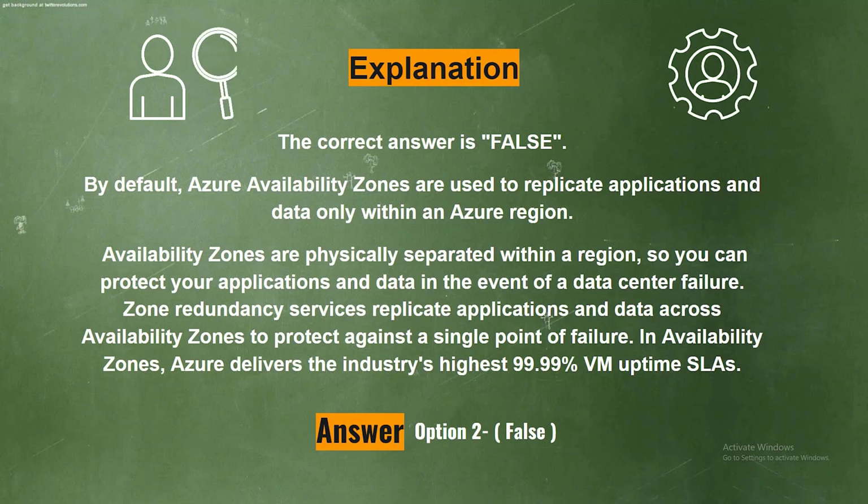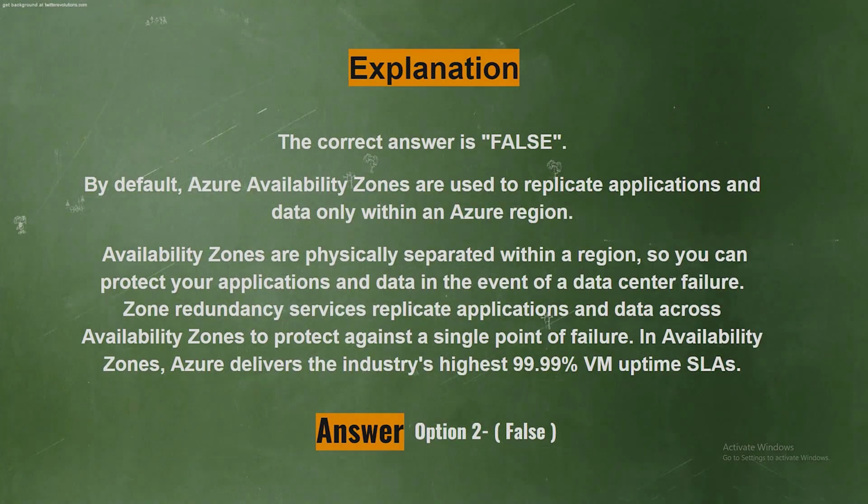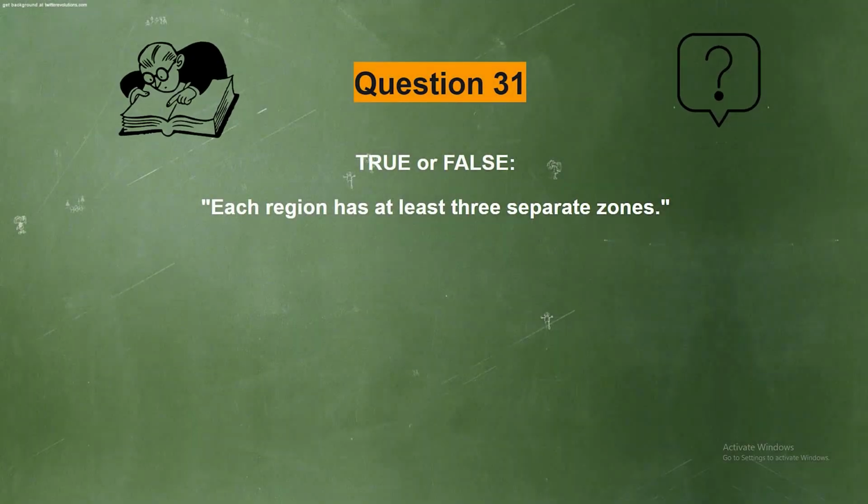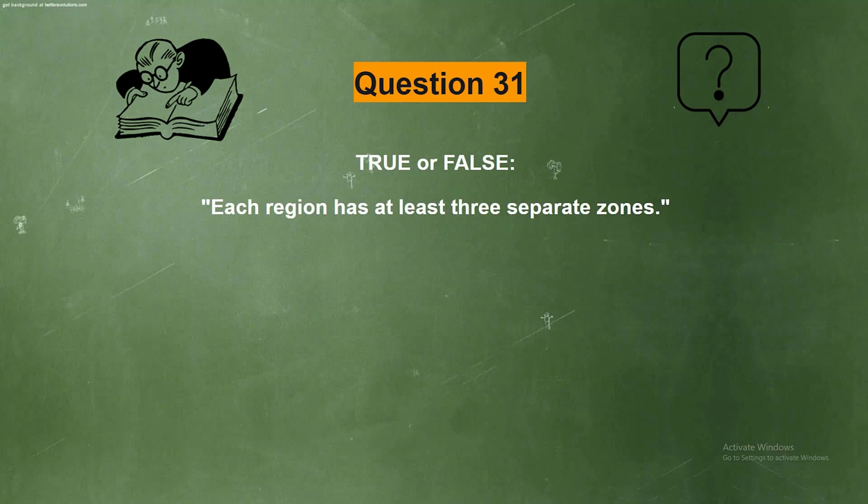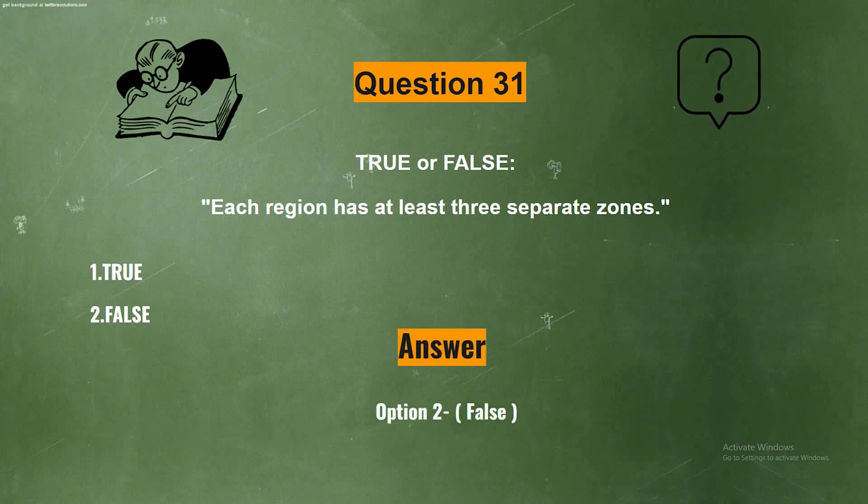of failure. In availability zones, Azure delivers the industry's highest 99.99% VM uptime SLAs. Question 31. True or false? Each region has at least 3 separate zones. And the options are option 1, true, option 2, false. And the correct answer is option 2.